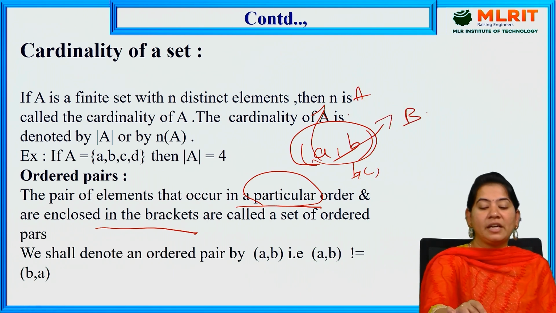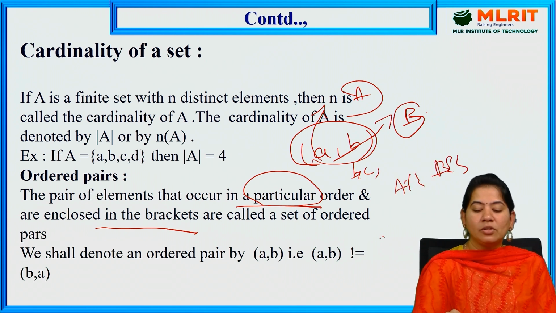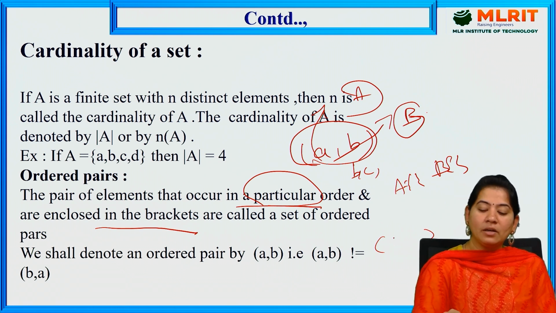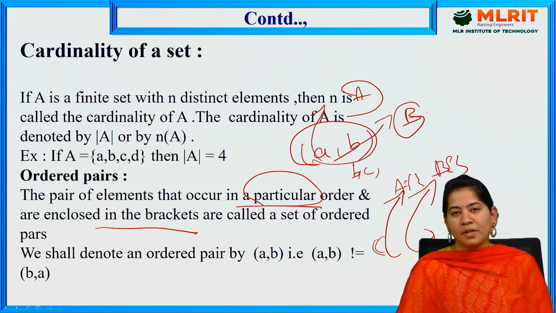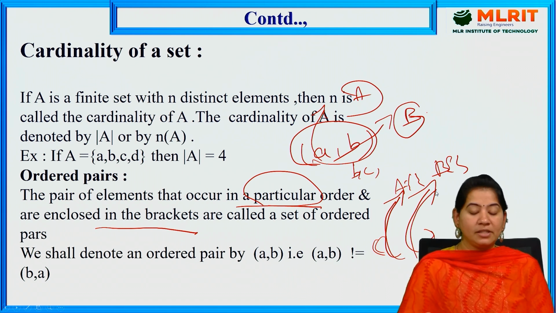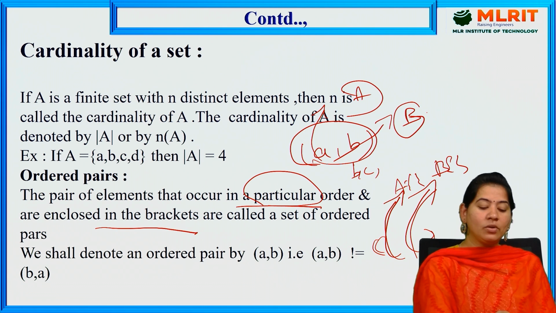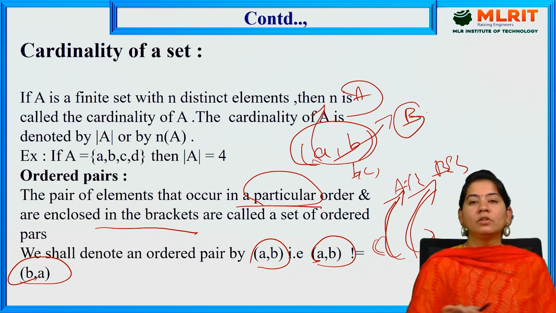That means set A and set B: you can have some elements here and some elements there, and the ordered pair is always formed based on some condition. The first element in the ordered pair is always taken from set A and the second element is always taken from set B. We denote this ordered pair as (a, b), and you have to remember one more thing: (a, b) is not equal to (b, a).